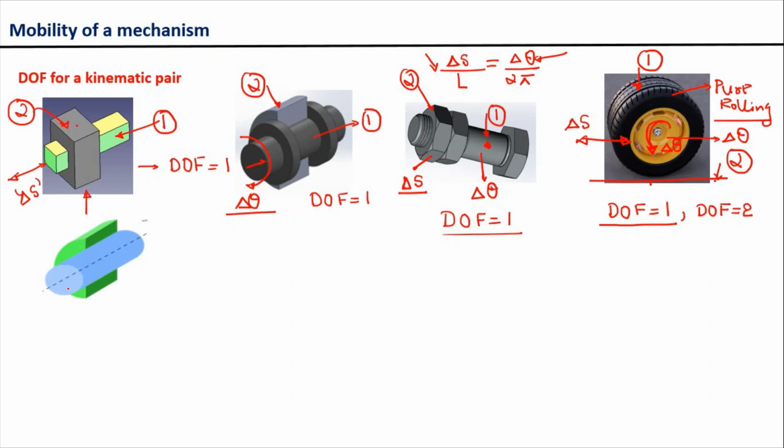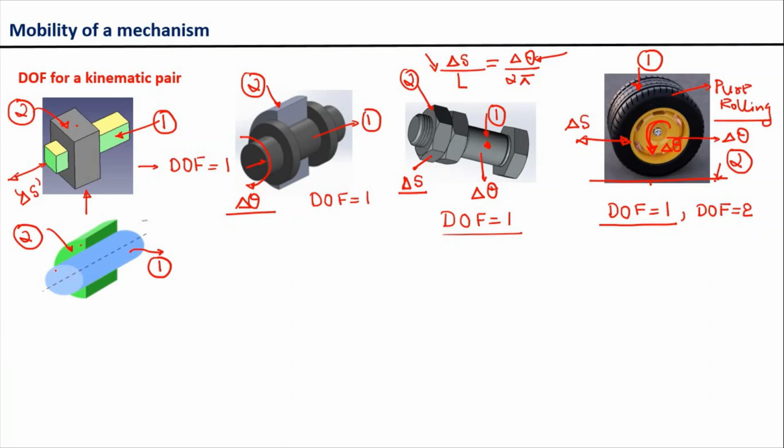Now let us take the example of a cylindrical pair. In this cylindrical pair, if you observe, there is a solid cylinder which is rotating inside a hollow cylinder. Let us consider this solid cylinder as link 1 and this hollow cylinder as link 2. You can see that in this case, there will be two coordinates required to define the relative motion between the links 1 and 2.